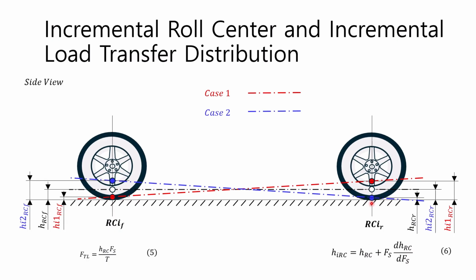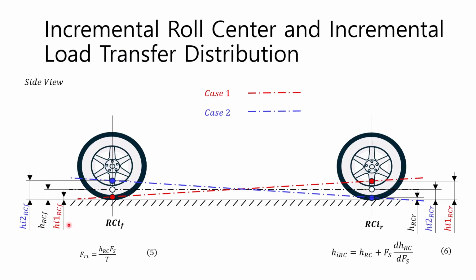The distribution of front and rear incremental load transfer relative to the total incremental load transfer is determined by the heights of the front and rear incremental roll centers. Incremental load transfer increases on the side with a higher incremental roll center height. The incremental roll center location represents the movement of the roll center as lateral acceleration increases, allowing us to determine the lateral load transfer distribution between the front and rear as lateral acceleration increases.